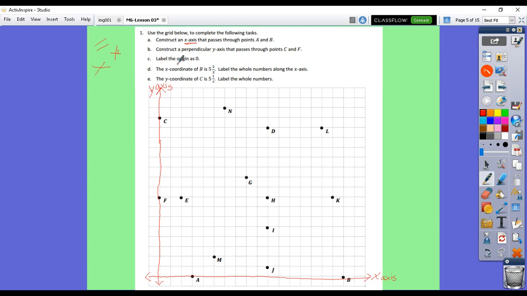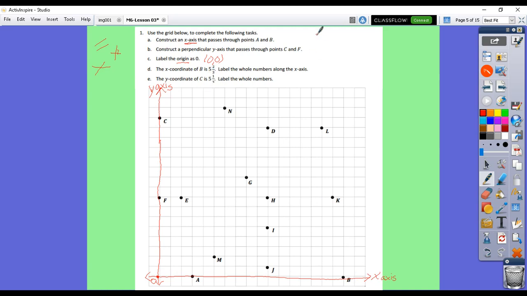And then it says to label the origin as 0. So the origin is going to be the point where x and y intersect. So that would be this point right here is 0. They've given us the coordinates for that. So the coordinates for our origin, again, are 0, 0. That looks like a funny face. The x coordinate of B, so they're telling me B right here, the x coordinate is 5 2/3. So they want us to use that information to label it.